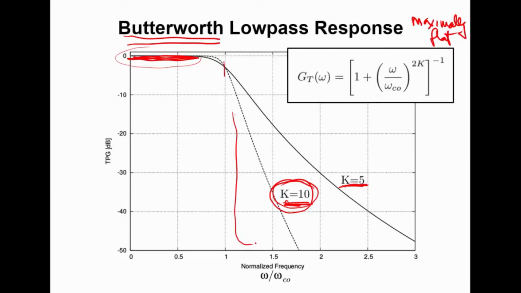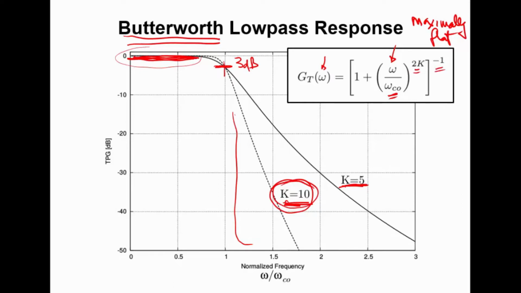The transducer power gain for a Butterworth response looks like this. This function is 1 plus the ratio of the frequency, omega, divided by the cutoff frequency, which is defined to be the 3 dB point, raised to the power 2 times k, and you take the reciprocal.